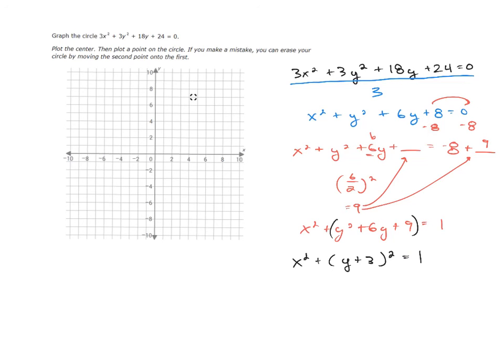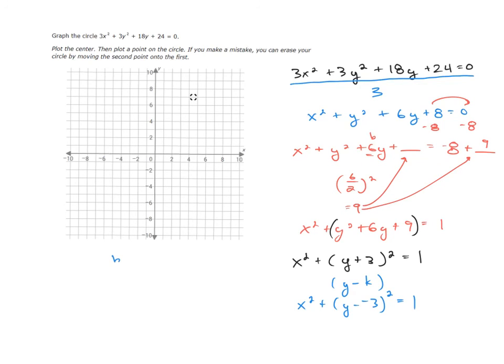Now keep in mind, I'm switching color here, this is y minus k. So in order to get a y plus 3, if you have y minus k, you should have had y minus a negative 3 squared. You could look at it like that.